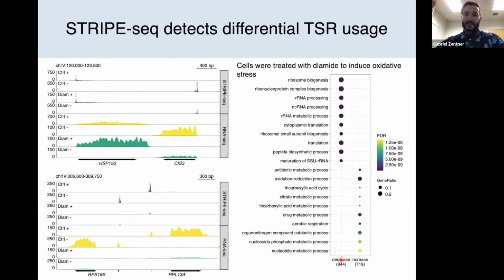In the TSRs that showed a decrease, we see terms related to ribosome biogenesis and translation, consistent with the global suppression of protein synthesis during this type of stress. And for the increased TSRs, we see things we might expect like oxidation reduction process and various other metabolic processes that will help the cells respond to this oxidative stress.